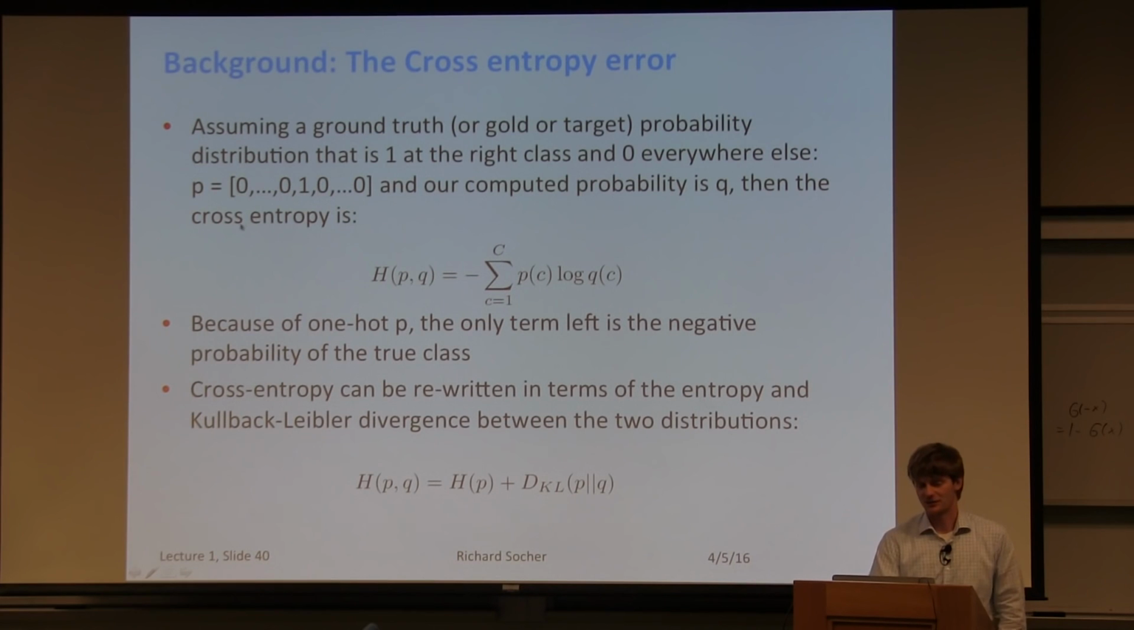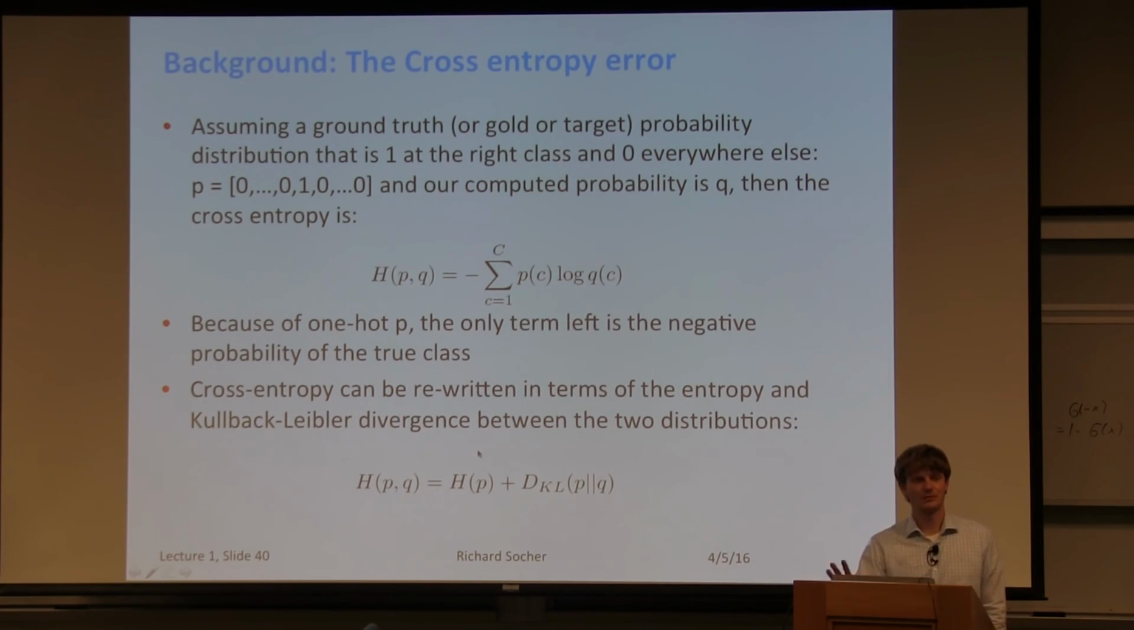Now, the cross entropy for P and Q is defined as the negative of the sum of the probability of each class times the log of the probability that we predict for that class. Since we define P to be this one-hot vector, each term is either 0 or 1, so we only care about the log of the probability of the class we actually try to predict here. We can also rewrite the cross entropy in terms of the entropy and the KL or Kullback-Leibler divergence.